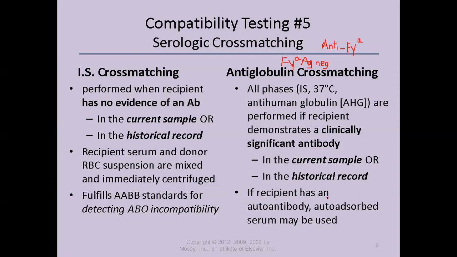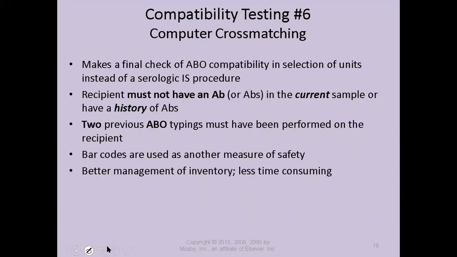Okay, so if the recipient has an autoantibody, we would need to get rid of that autoantibody, usually by auto-absorbing with that patient's own serum. Remember, in auto-absorbing, the red cells are going to take out that autoantibody, and then we can look for other antibodies that might be present.